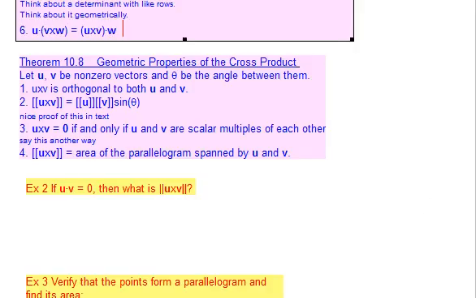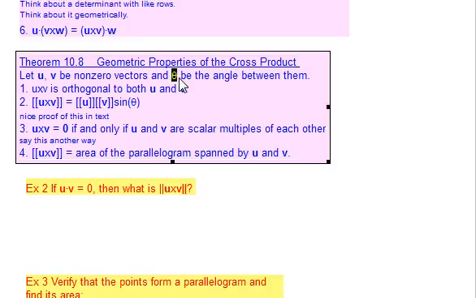What was I thinking? Okay, u and v are non-zero vectors, and theta is the angle between them. Okay, vector u cross vector v is orthogonal to both u and v. I think I might have already said that.